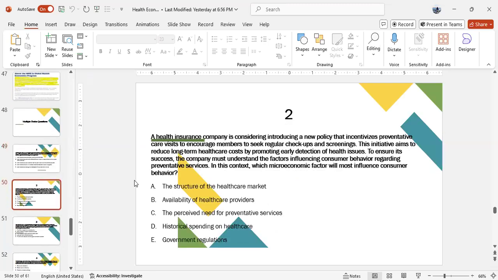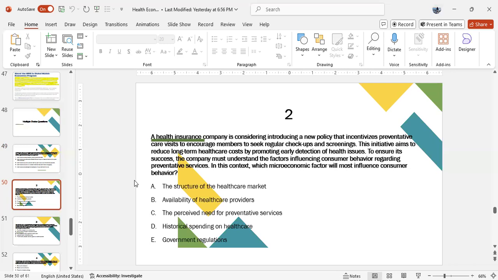A health insurance company is considering introducing a new policy that incentivizes preventive care visits to encourage members to seek regular checkups and screening. This initiative aims to reduce long-term healthcare costs by promoting early detection of health issues. To ensure its success, the company must understand the factors influencing consumer behavior regarding preventive services. In this context, which microeconomic factor will most influence consumer behavior?